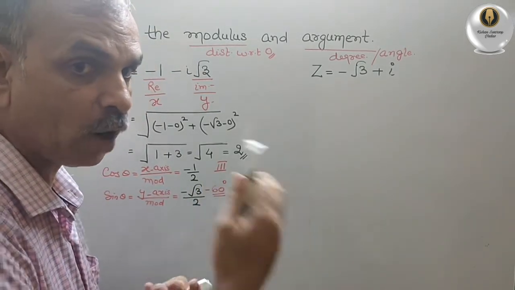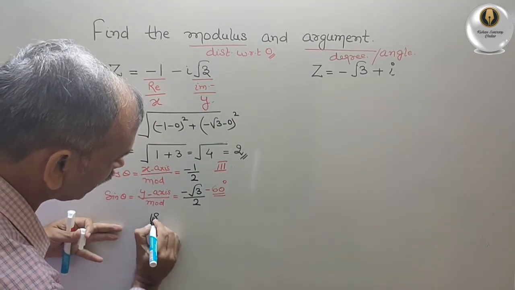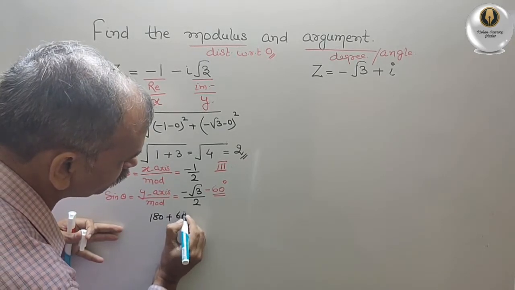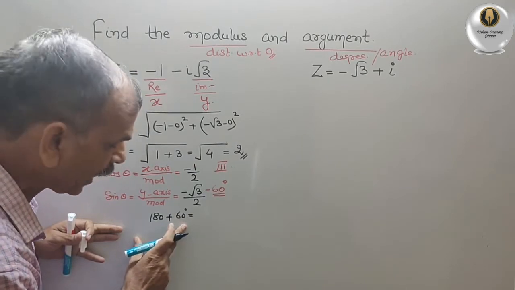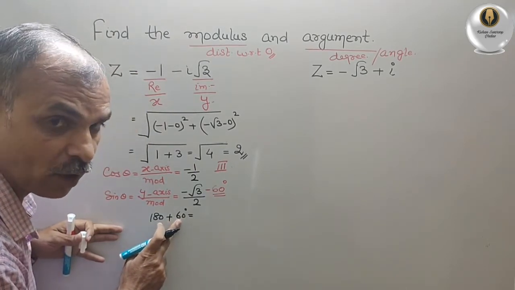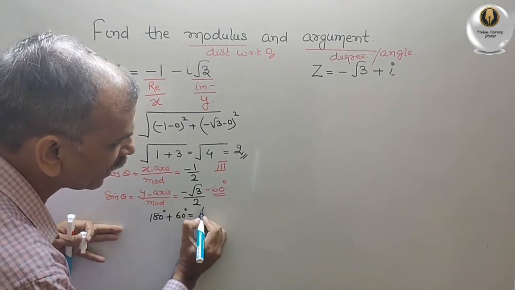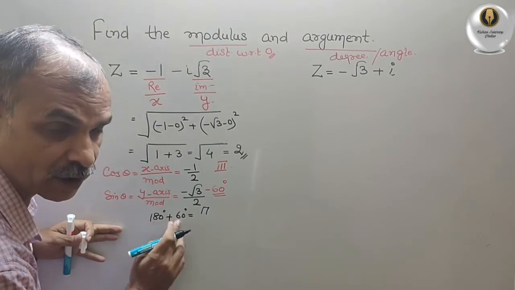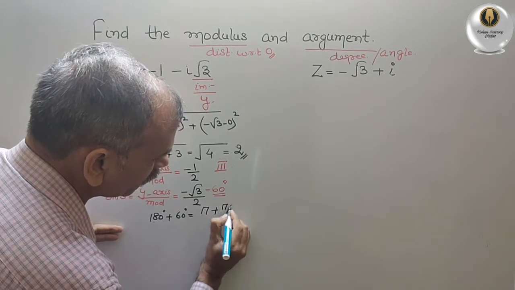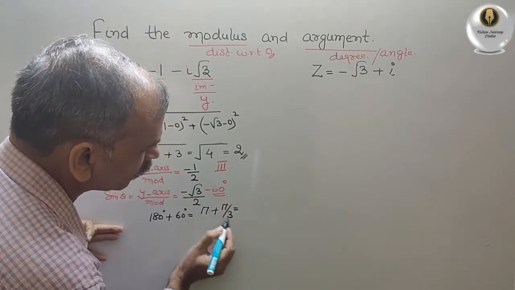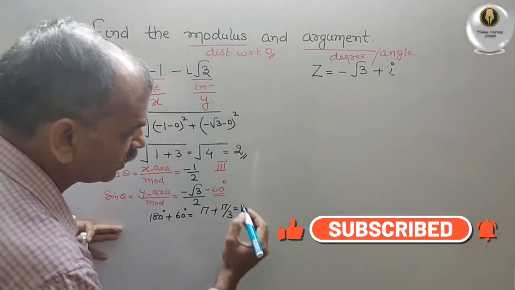In the third quadrant, how will we write that? We will write 180 degree plus 60 degree, then only it will lie in the third quadrant. We will write 180 degree as pi and 60 degree as pi by 3, so pi plus pi by 3. If you take the LCM, that is equal to 4 pi by 3.